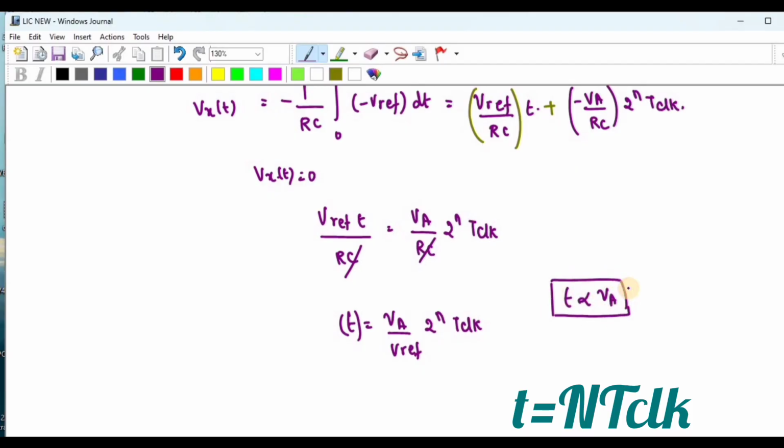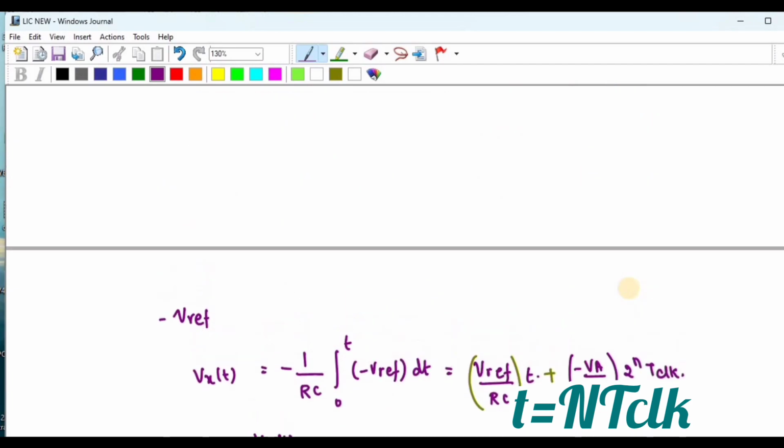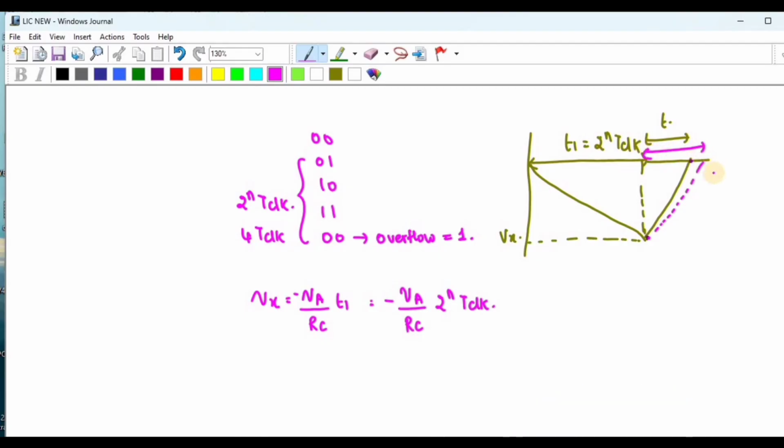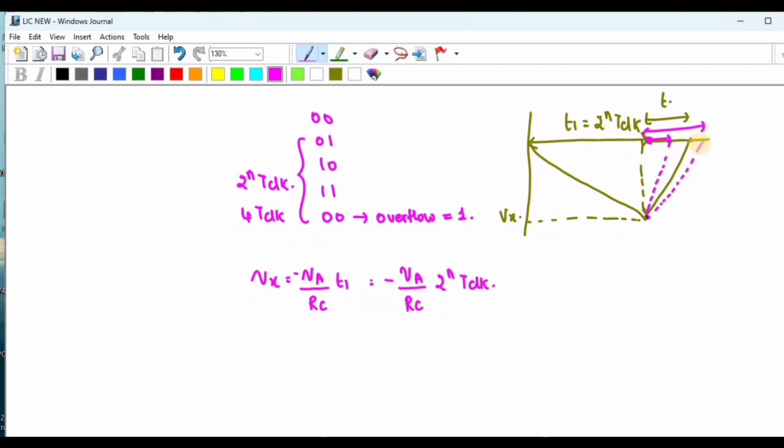So if VA changes, for this VA I'm getting this slope. Suppose the VA value is more, then I will get it like this. So the time period gets increased. If the VA value is very less, then again the time period gets decreased. So this time period depends upon the value of my input signal. Okay. So let us solve one problem based on this. But you can see that the T1 value is always fixed for whatever the value of the input signal.